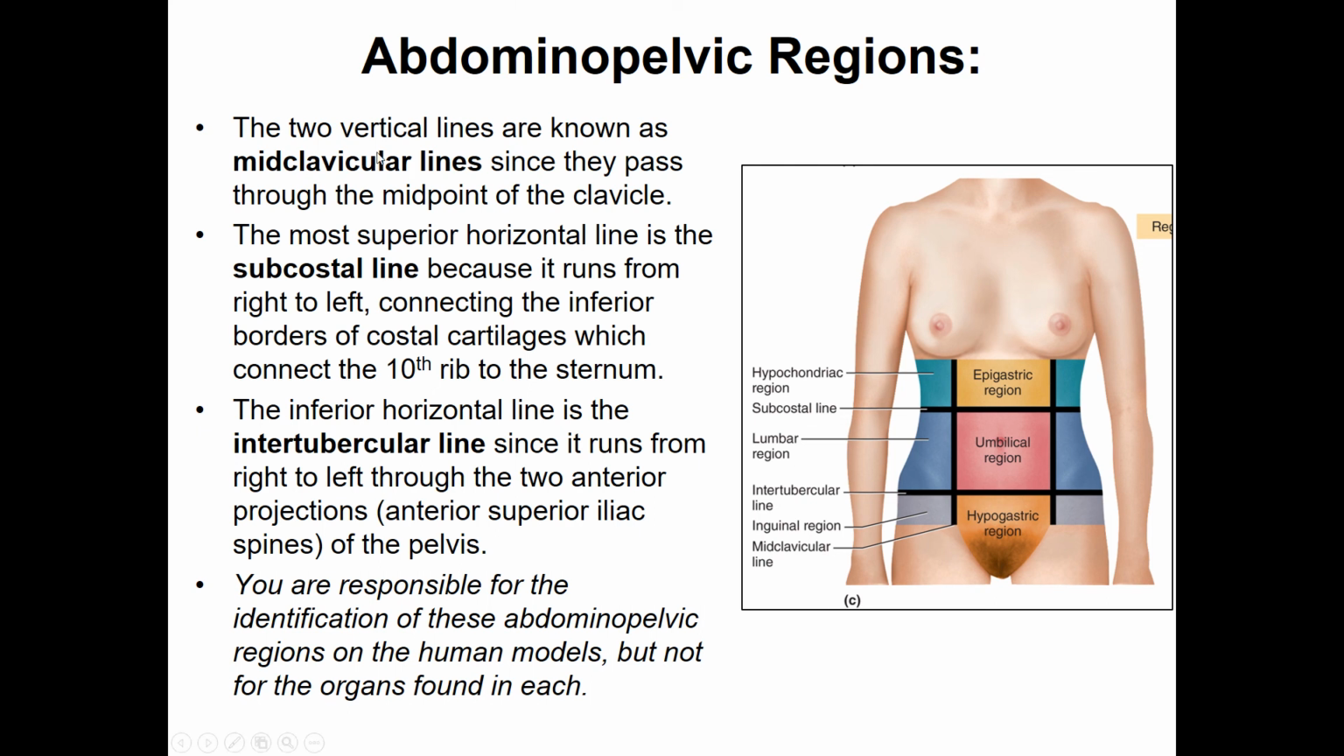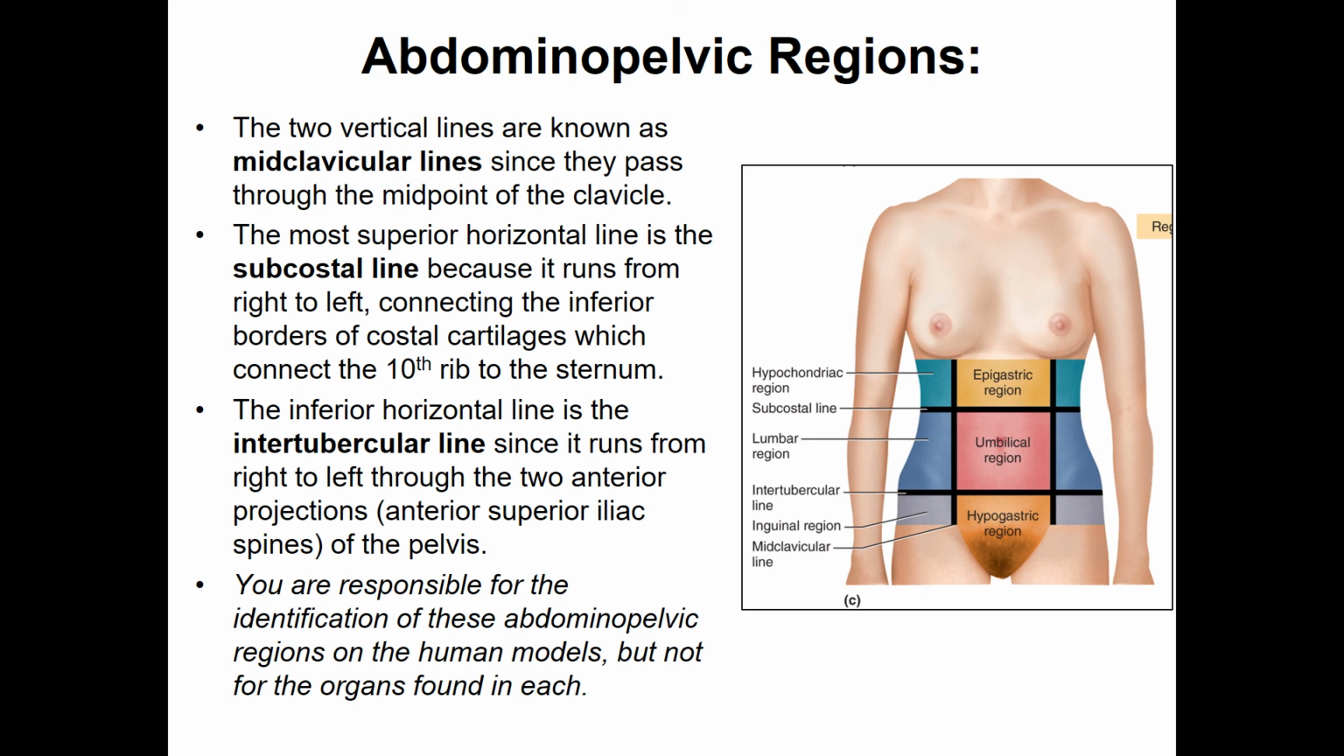The midclavicular lines are so named because if they were to continue superiorly, they would run through the midpoint of the clavicle. So that's a good point right there to base these off of. The subcostal line, which you see right over here, is going to run from right to left, and it runs at about the level of the 10th rib and where it connects to the sternum, and the cartilage that runs from that rib to the sternum. And then below that, you see the intertubercular line, and that's going to run through what's known as the anterior superior iliac spine of your pelvis. Really, this is kind of where the pockets on your jeans would sit right there, so the intertubercular line.